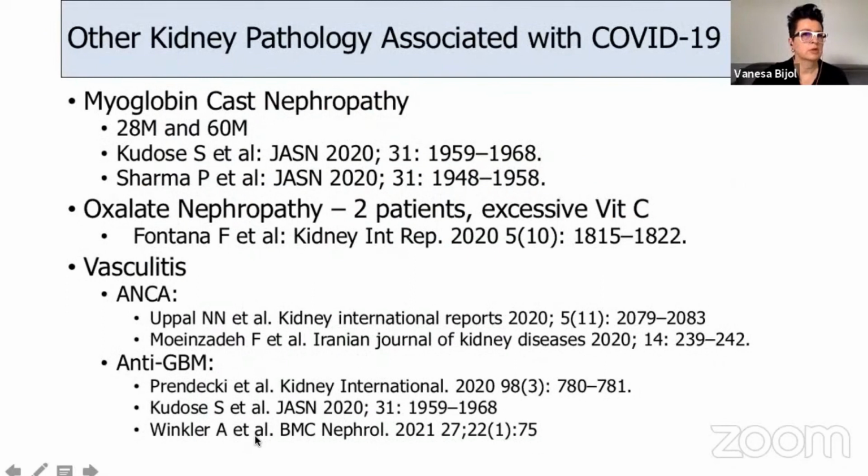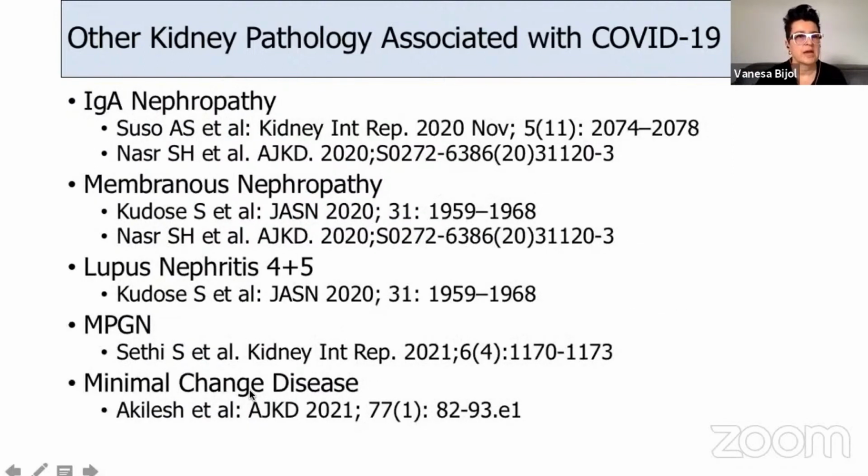Other presentations, including myoglobin cast nephropathy, have been reported by the Columbia group, but also by us. Oxalate nephropathy in patients with excessive vitamin C. We have this report from Fontana from Italy. Vasculitides have been reported, with interesting points on whether anti-GBM becomes more likely after ARDS and so on. That was a debate in some of the instances. But practically any other glomerular disease has been reported.